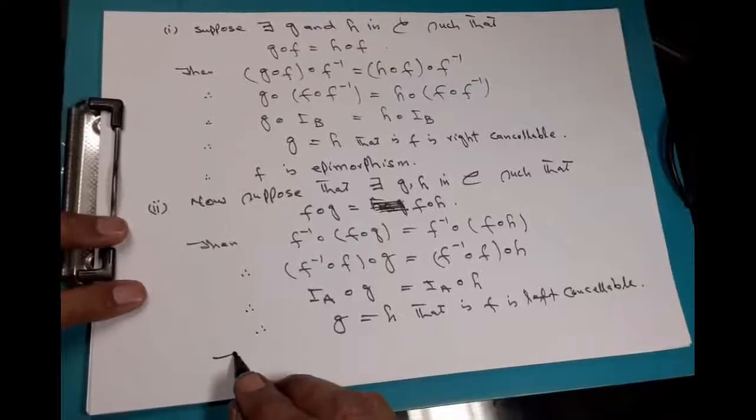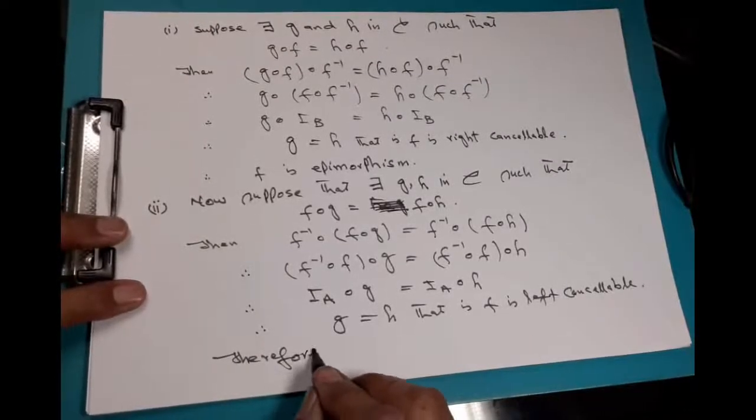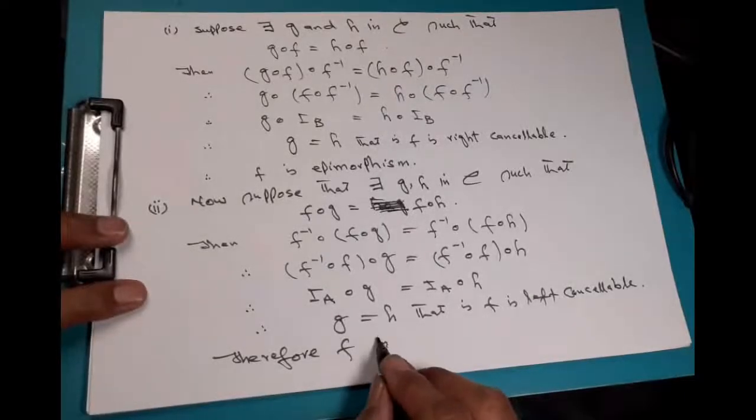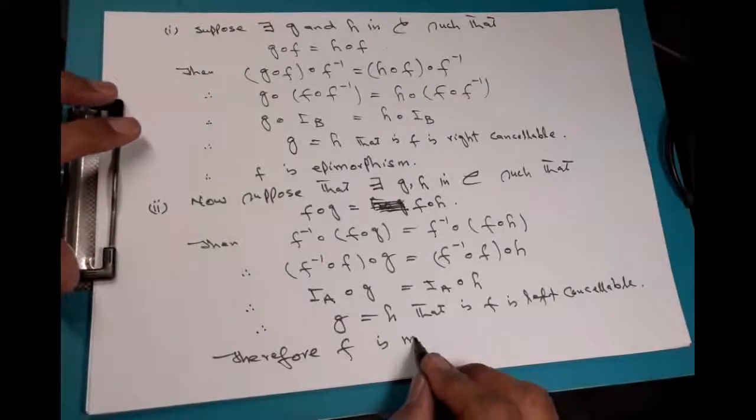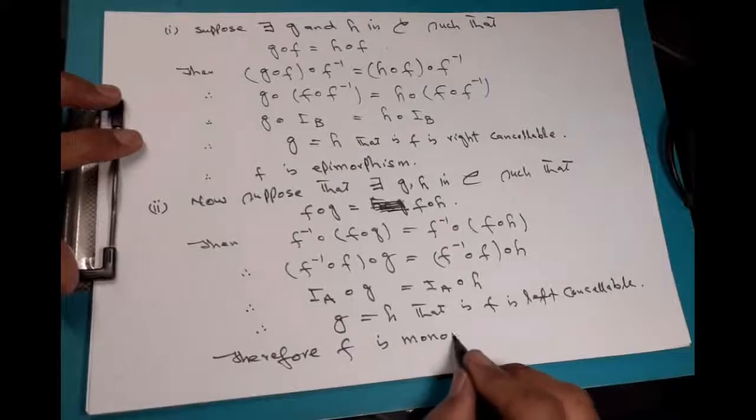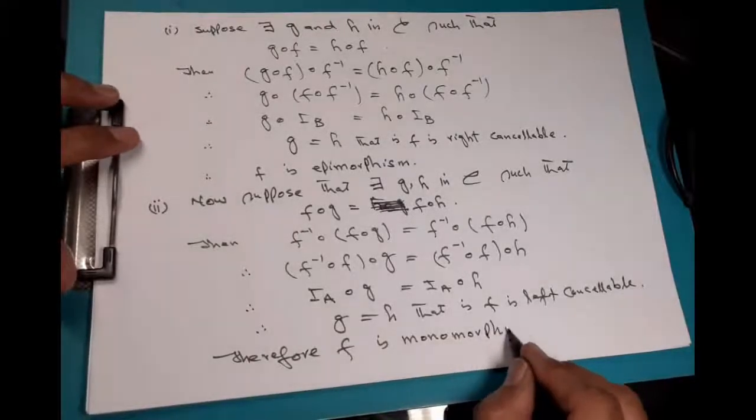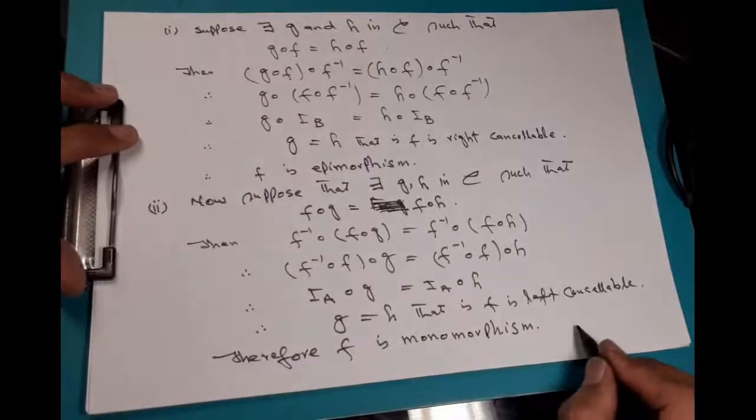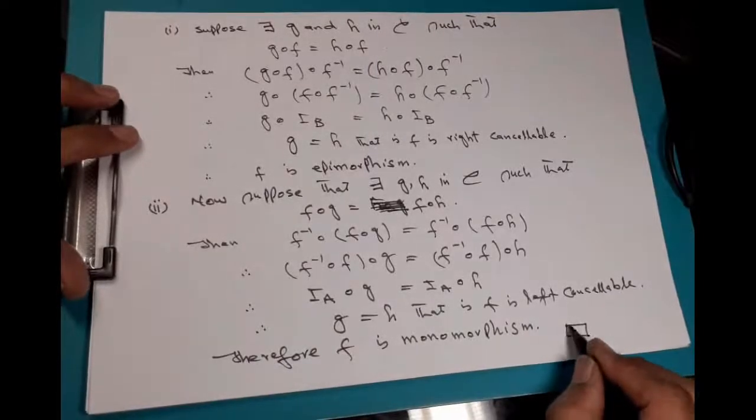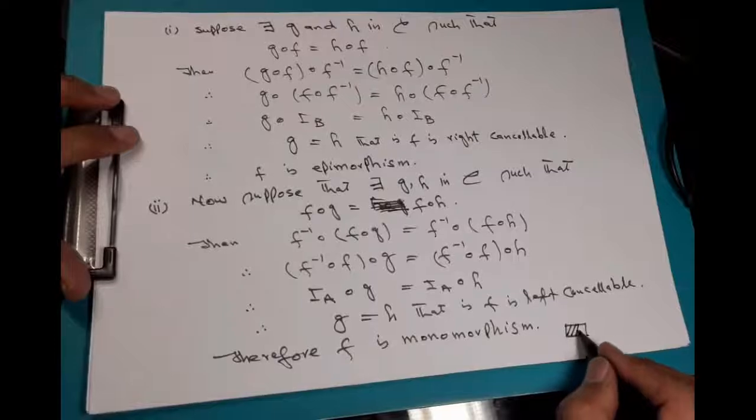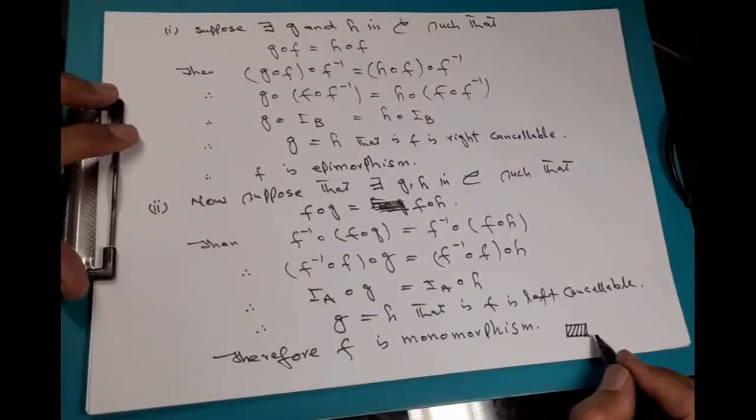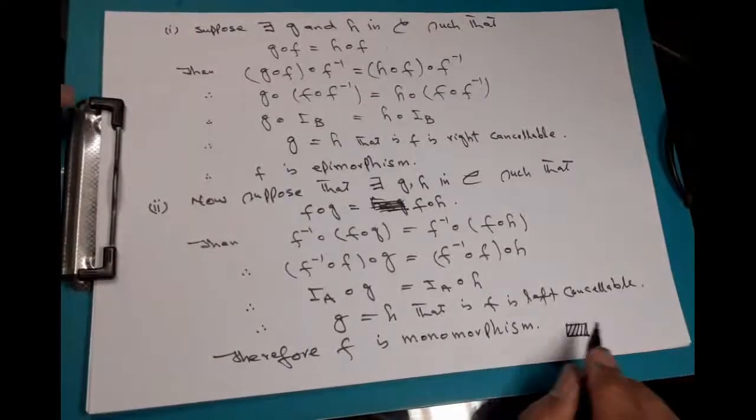And therefore F is a monomorphism. So we have proved that an isomorphism is an epimorphism as well as a monomorphism.